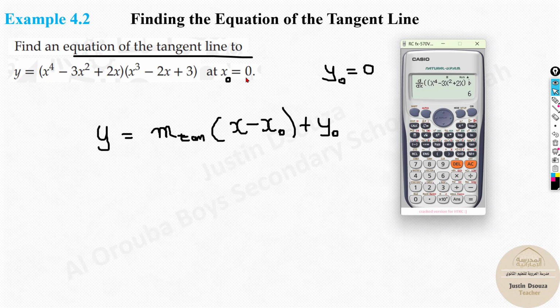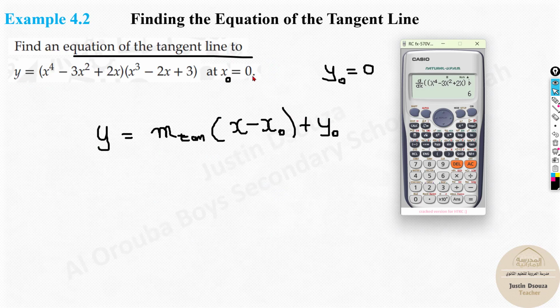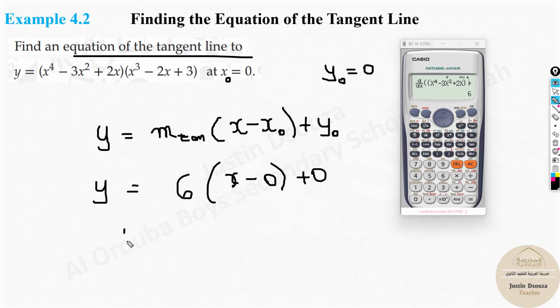So what happens is, whenever the x value is given, now if you go back to the problem here, we can't use calculator if the x value is not mentioned. But here they have mentioned x value is 0. So what we do is shift dy by dx, use x as 0 and solve. The derivative is 6. So now this tangent slope is 6. Y equals 6 times x, minus x naught, which is 0, plus y naught, which is 0. So let's simplify. Y is equal to 6 times x.